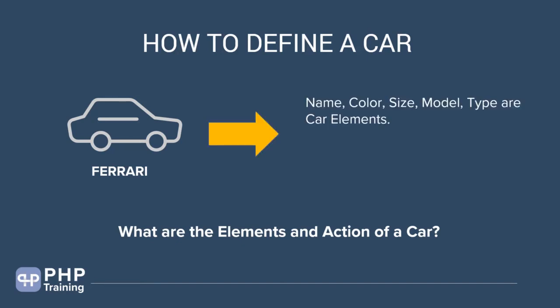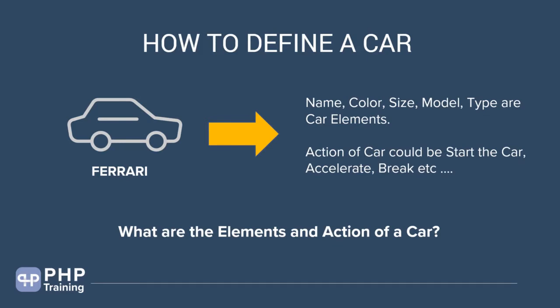Let's look at what the elements are. Elements could be name, color, size, model, type, the parts of a car. And the actions of a car could be start the car, accelerate, brake, etc. So there are two things always assigned to an object. One is the elements of that object, and the next is the function of that object, which could be an action of that object. In terms of the Ferrari car example, you have car elements and car actions. Car elements are name, color, and actions of the car could be start the car, accelerate, and brake. This is how you define a car.